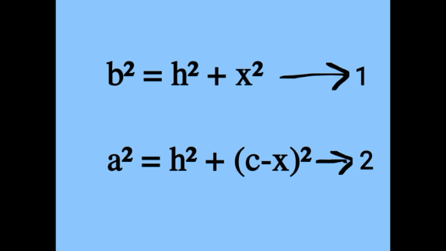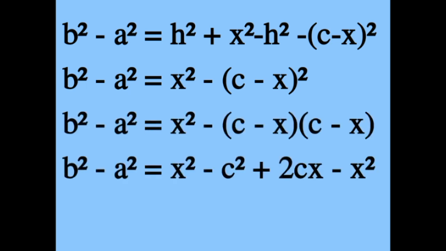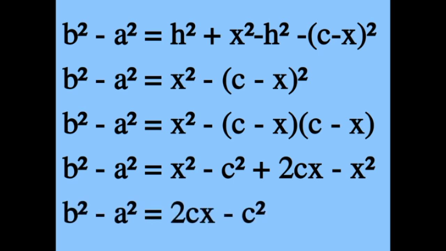Subtract the second equation from the first equation in order to remove h squared. So b squared minus a squared equals x squared minus (c minus x) squared. Expand the brackets, then b squared minus a squared equals x squared minus c squared plus 2cx minus x squared. So b squared minus a squared equals 2cx minus c squared. Label this as the third equation.